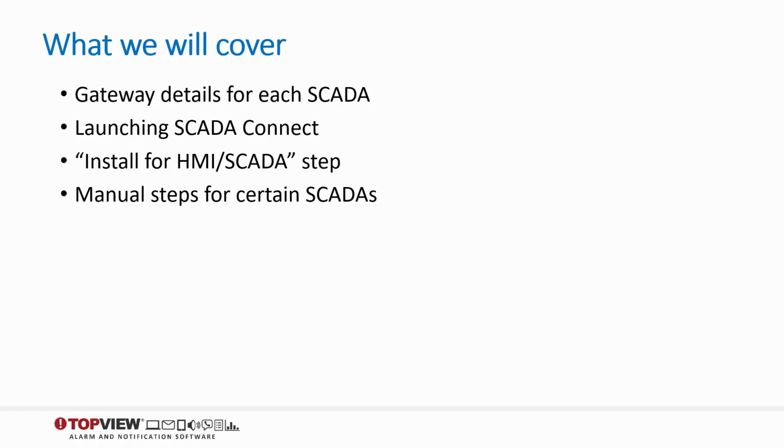In this video, we'll take a look at the initial step for using SCADA Connect, which is configuration of the gateway between TopView and the SCADA alarms. First, we'll give a brief overview of the gateway for each SCADA. This is usually the OPC server from the SCADA vendor.